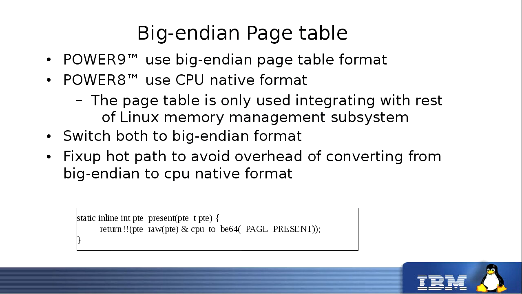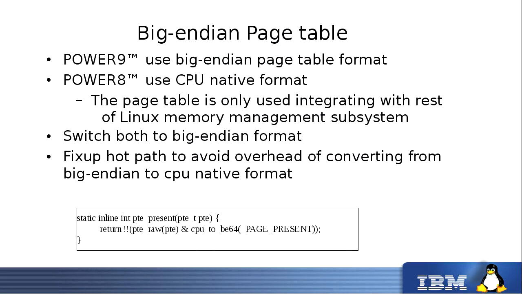Now the interesting thing is, how do we make sure that it doesn't have a big performance impact on Power 8? One of the interesting things we did is, instead of converting the value to big endian, we convert the constant from the CPU native format into big endian. So the page present constant value is converted to big endian, and then we check whether the page is present, instead of doing it the other way, where I convert the PTE to the native format and AND it with page present. To check whether the page present bit is set, there are two ways. One is to read the PTE from memory, convert it to CPU native, and then do an AND operation. What we do is read it as it is, convert the bit position into big endian format, and then AND it.